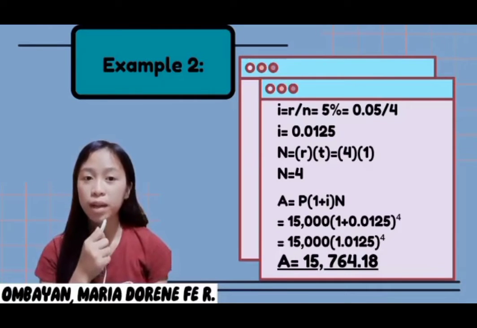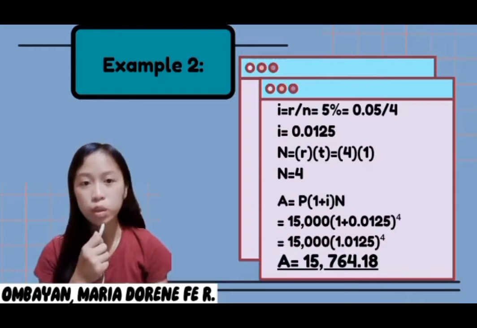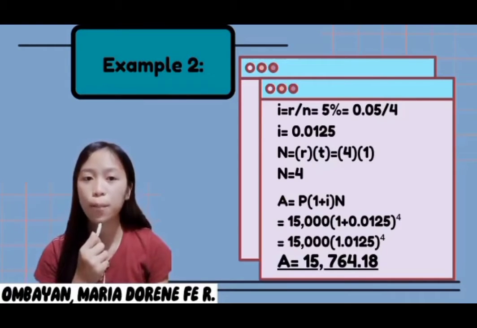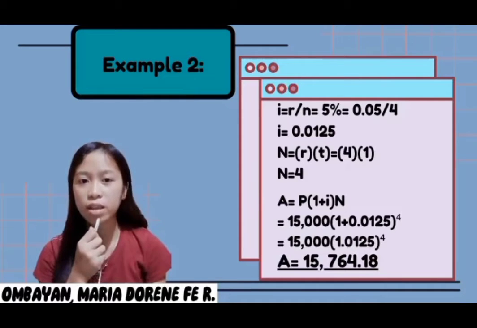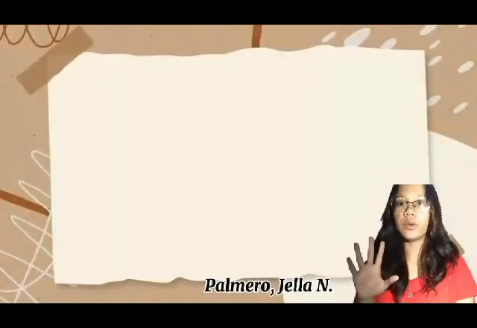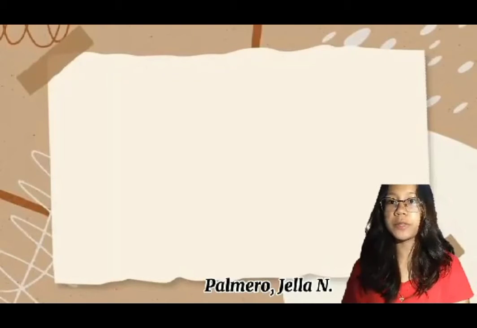Use the formula to solve the compound amount. So substitute the values. Then we have 15,764.18. Therefore, the compound amount after a year is 15,764.18 pesos.